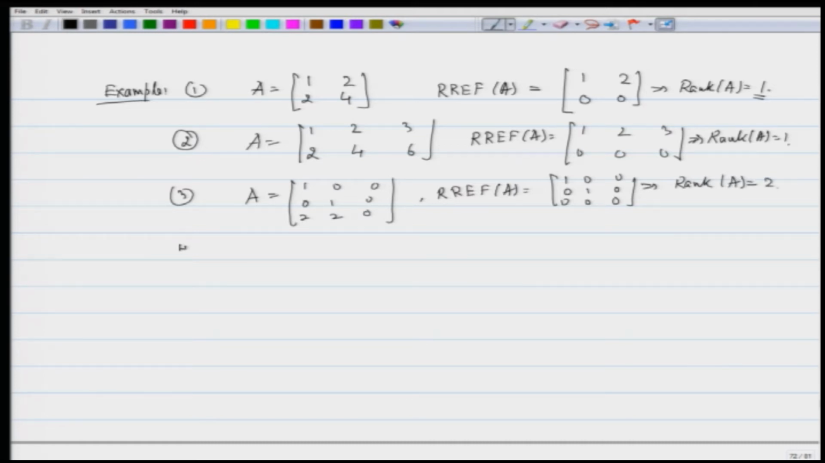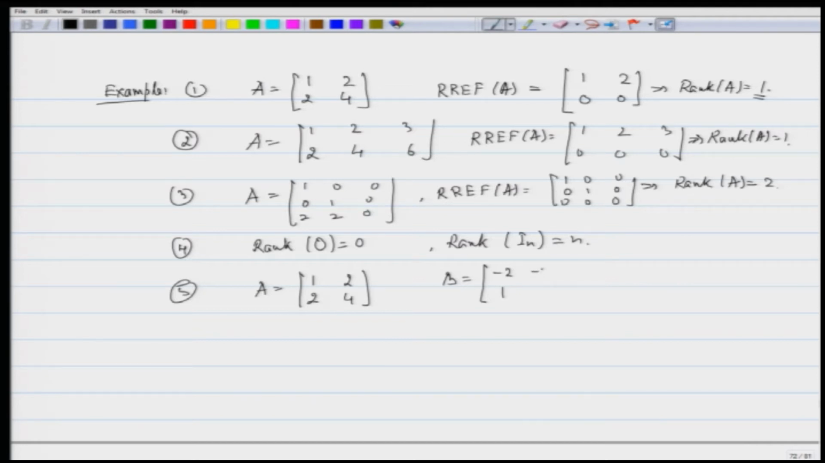In general, you can see that rank of a 0 matrix is 0, rank of identity matrix of size n is n, fine. Another thing that I would like you to understand is that suppose I take, so I had my A as [1, 2; 2, 4], fine. I take B as, all right, so let us take B as say [-2, -2; 1, 1].